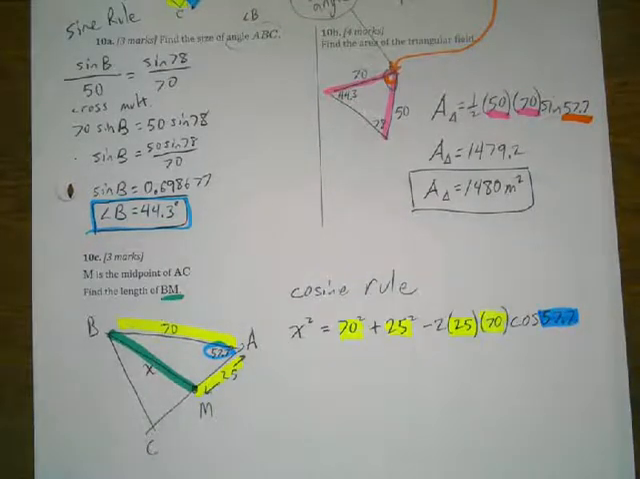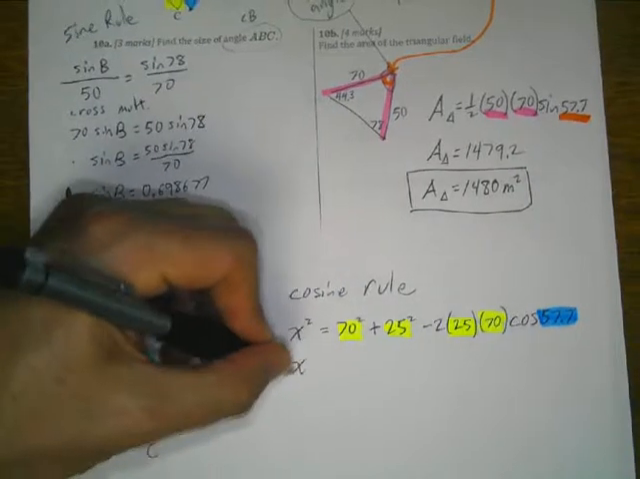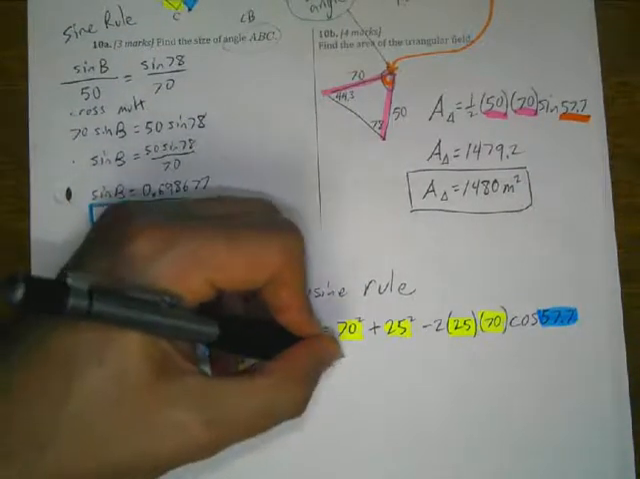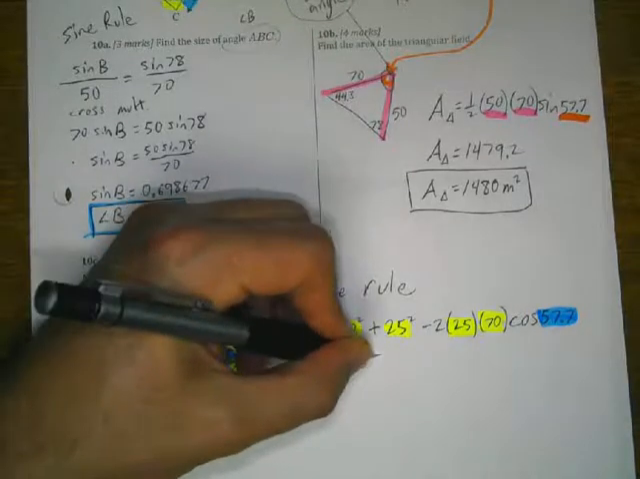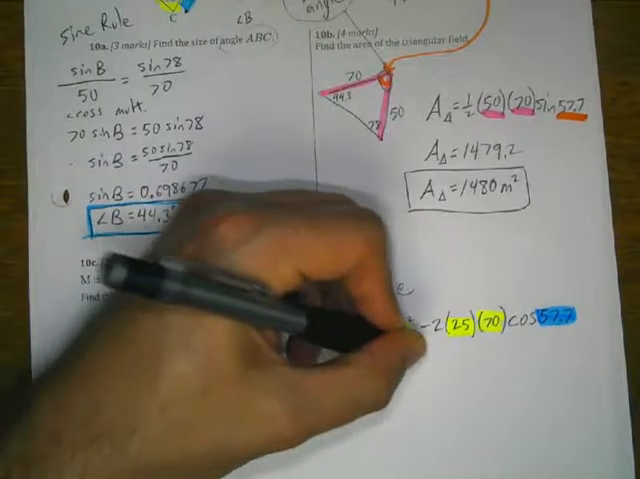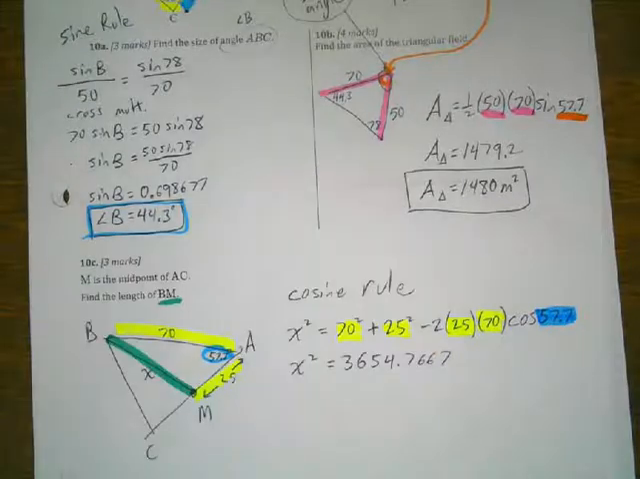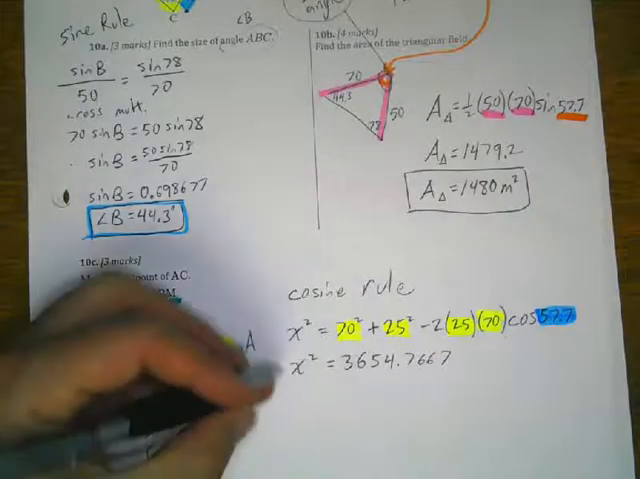And we can put all this into the calculator. You end up with x squared equals 3,654.7667. I take the square root of that.